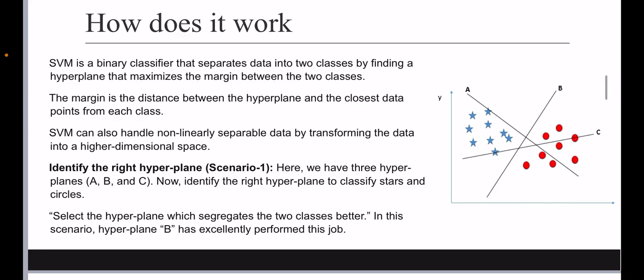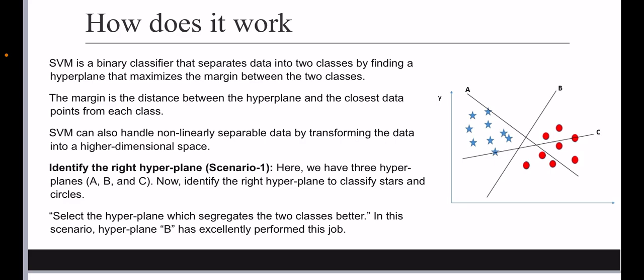How does it work? SVM is a binary classifier that separates data into two classes by finding a hyperplane that maximizes the margin between the two classes. The margin is the distance between the hyperplane and the closest data points from each class. SVM can also handle non-linearly separable data by transforming the data into a higher dimensional space.